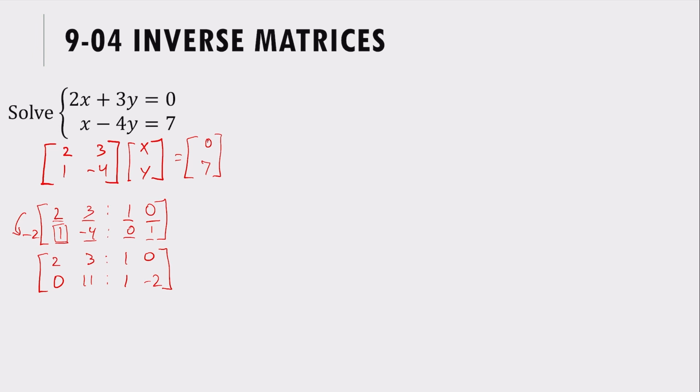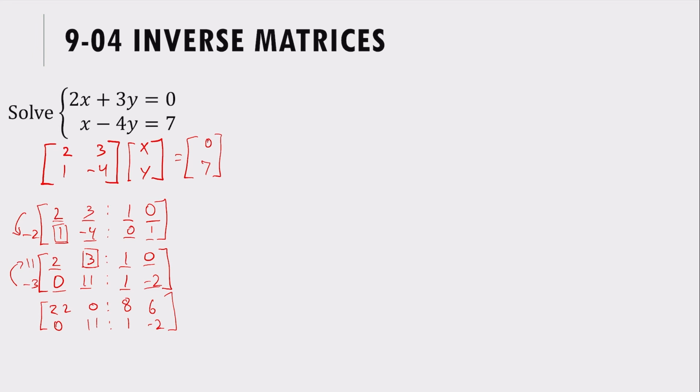Then let's get that to be a 0. So I could do negative 3 times the bottom row and 11 times the top row and add the bottom to the top. So I'll get negative 3 times 0 plus 11 times 2. Negative 3 times 11 plus 11 times 3, so that's 0. Negative 3 times 1 plus 11 times 1. Negative 3 times negative 2 plus 11 times 0. And then the bottom row stayed the same.